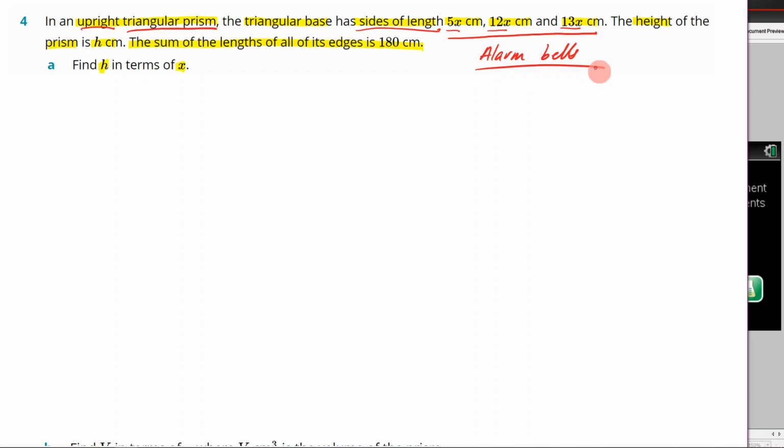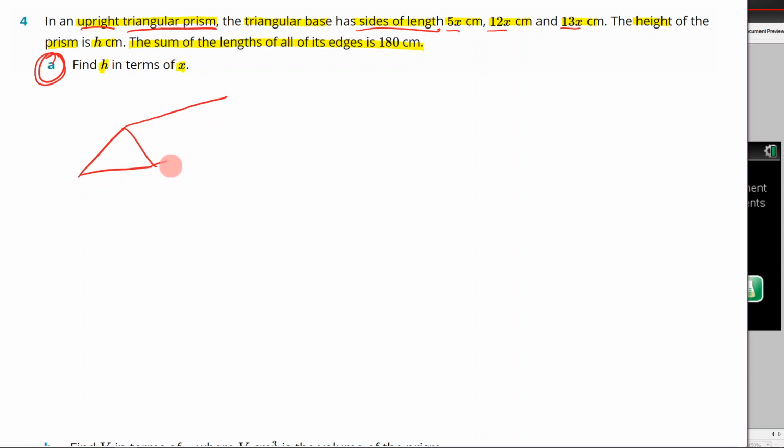Now, if at the moment you're looking at those numbers and you're thinking, I have no idea what type of triangle that is, that's fine. You'll still be able to answer part A, but you won't be able to answer part B. But let's just go through part A first, and then we'll talk about part B soon. All right, so we've got an upright triangular prism. Let's just draw a triangular prism. As I said, the triangle here isn't actually what it's going to look like, but for answering part A, it's fine.